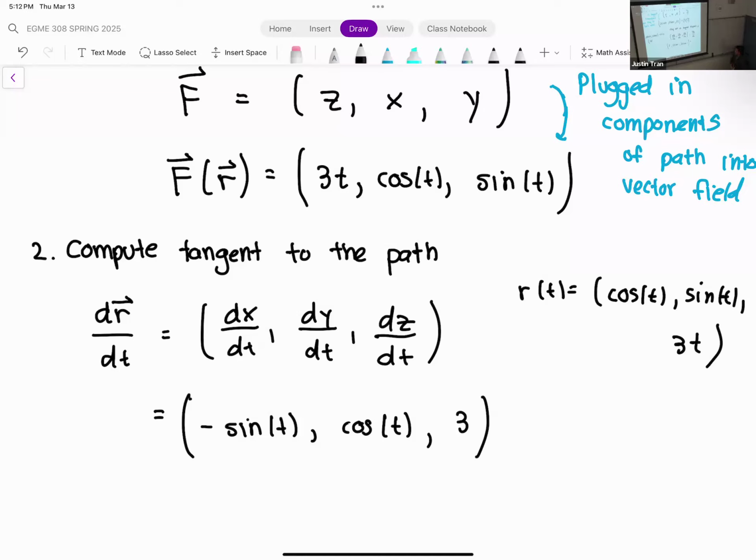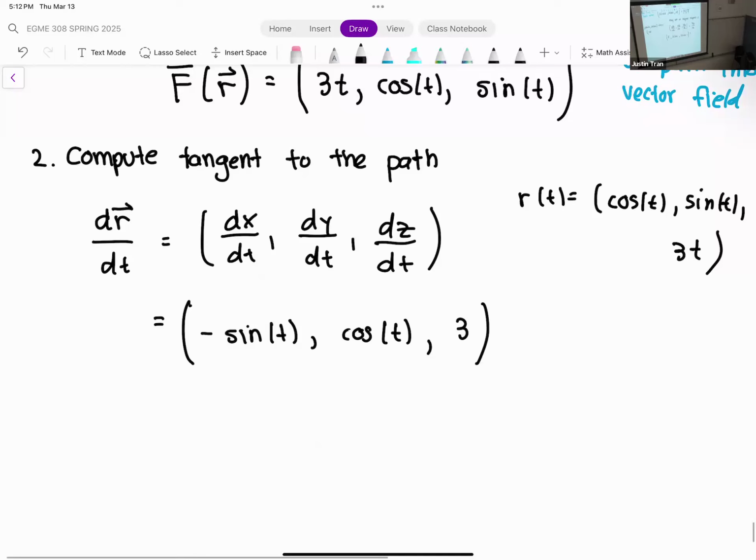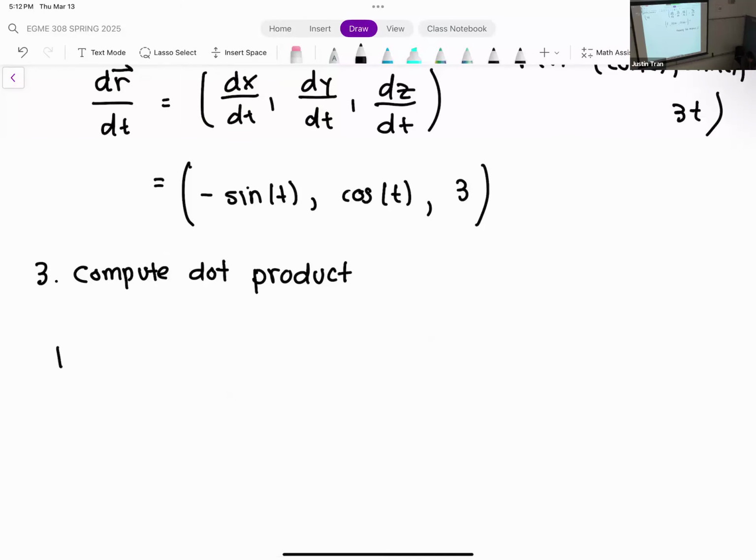So computing the tangent is pretty simple. You just take your path and you just take the derivative of each component there. Last step before we actually integrate is to compute the dot product between these two quantities. So the dot product, we have f of r dot product with the tangent. So we're going to take the two vectors that we just computed in part 1 and part 2 and just take their dot product.